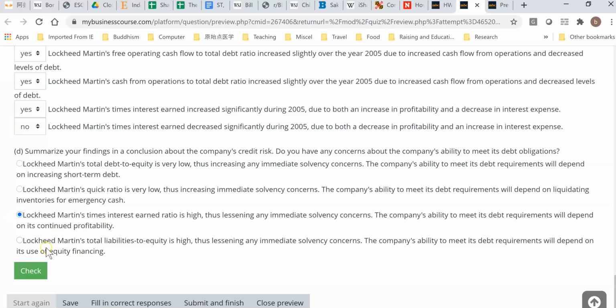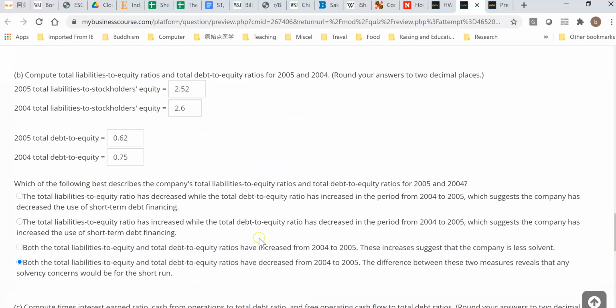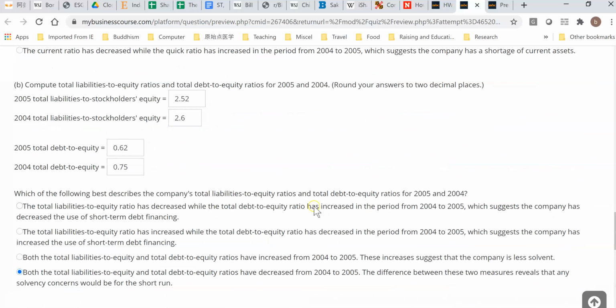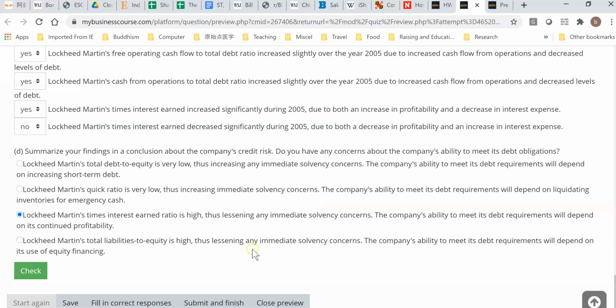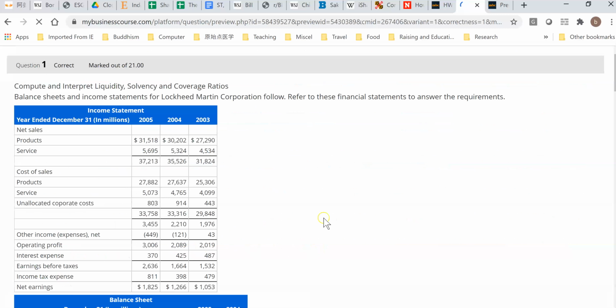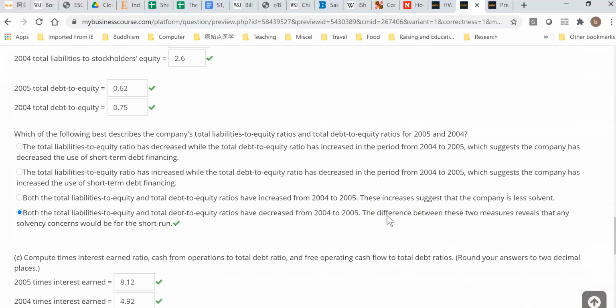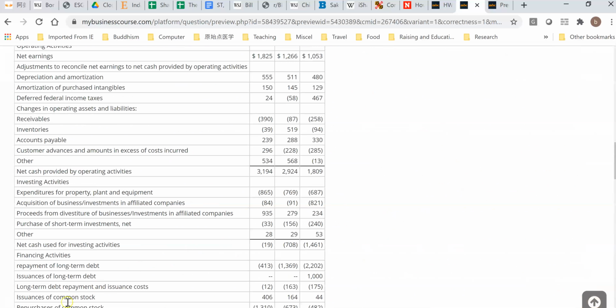So why don't we finish reading the last part and see why it's not correct? Lockheed Martin's total liabilities to equity is high. Actually, as we observed, it has decreased over the year, right? So that's lessening any immediate solvency concern, and also this is not consistent. If this were high, then the solvency concern actually will increase, right? So that's why this is also not correct. So let's check our answer now. And I think we got every part correct.